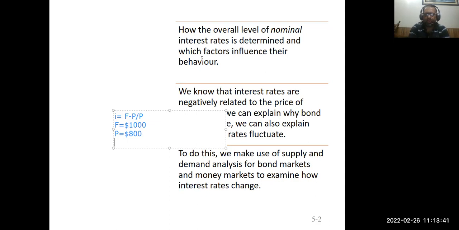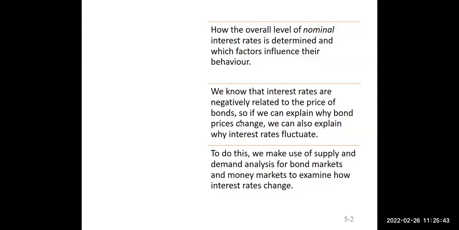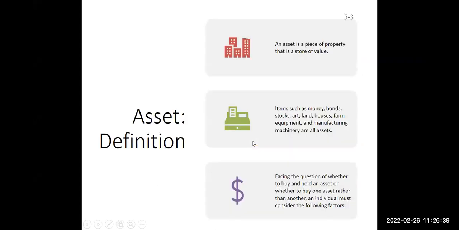Who asked this question? Okay, so these were the objectives of this particular chapter. Does anybody want to say something? These were the objectives of this chapter: we are going to learn how the interest rate is determined and how that interest rate changes over time. Initially, we are using the bond market to determine the interest rates.